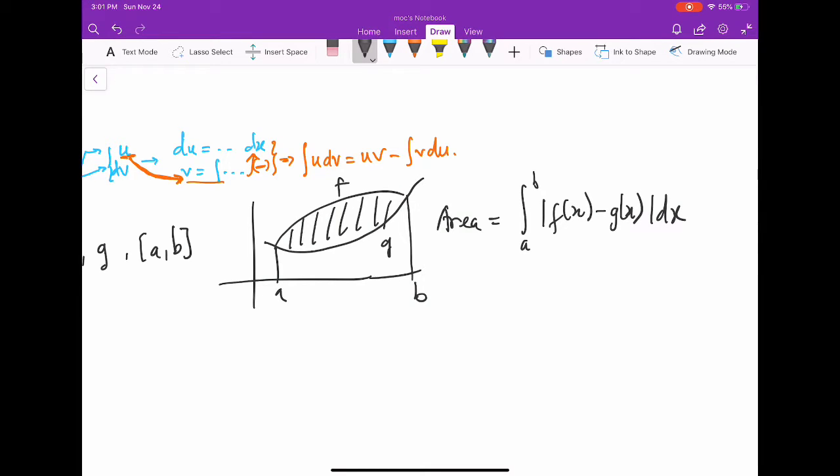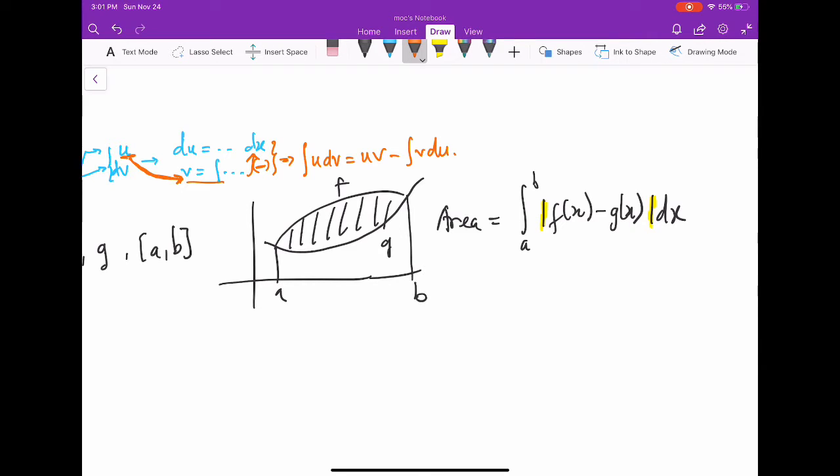So you write the absolute value. And each time you solve an area problem like this, you have to make sure about the graphs of f and g. Otherwise, you cannot remove the absolute value here, and then you cannot integrate. Okay? I just remind you of this problem, right?